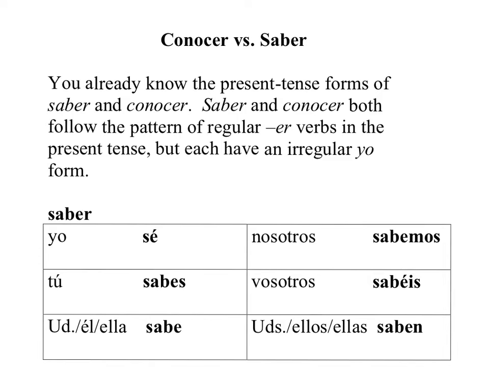Hoy vamos a hablar sobre los verbos conocer y saber. You already know the present tense forms of saber and conocer. Saber and conocer both follow the pattern of regular ER verbs in the present tense, but each have an irregular yo form. Let's look at the verb saber first.